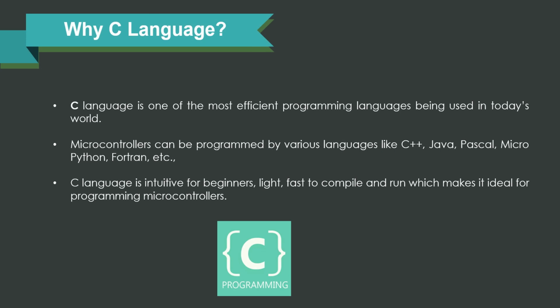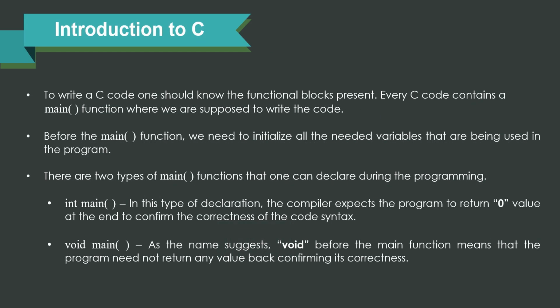Why C language? C language is one of the most efficient programming languages used in today's world. It has been used for a long time. It will still be used in the future as well. The microcontrollers can be programmed with various languages like C++, Java, Pascal, MicroPython, Fortran, etc. C language is intuitive for beginners. It is lightweight, it is fast to compile, and most importantly, it is ideal for programming microcontrollers. Let's go into the introductory learning of C.